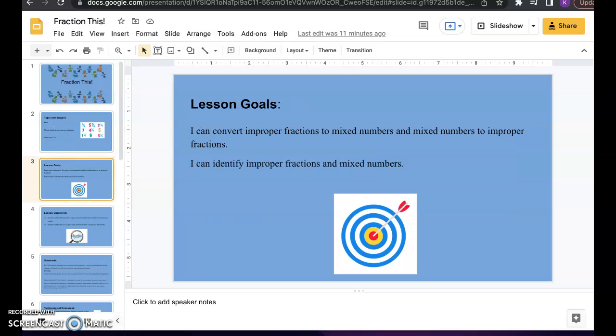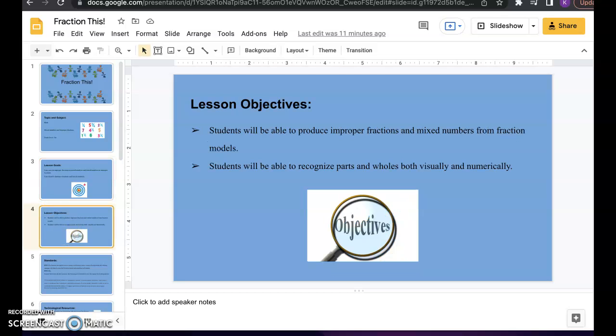The lesson goals are that I can convert improper fractions to mixed numbers and mixed numbers to improper fractions. I can identify improper fractions and mixed numbers based on visuals. The lesson objectives are that students will be able to produce improper fractions and mixed numbers from fraction models. Students will be able to recognize parts and wholes both visually and numerically.